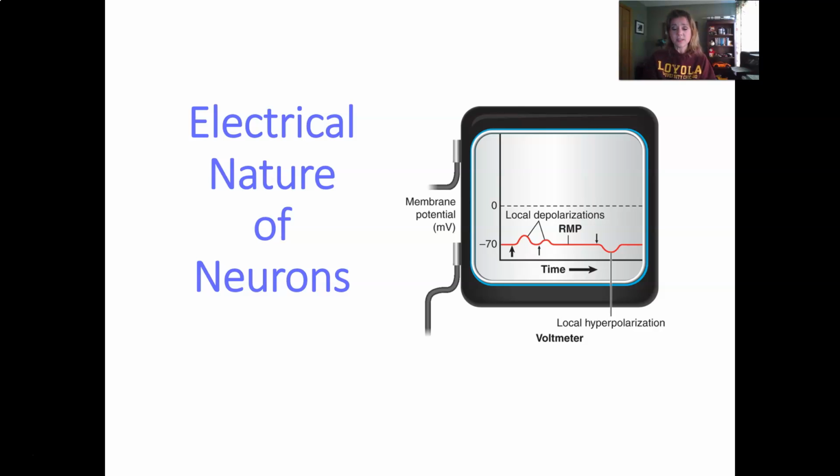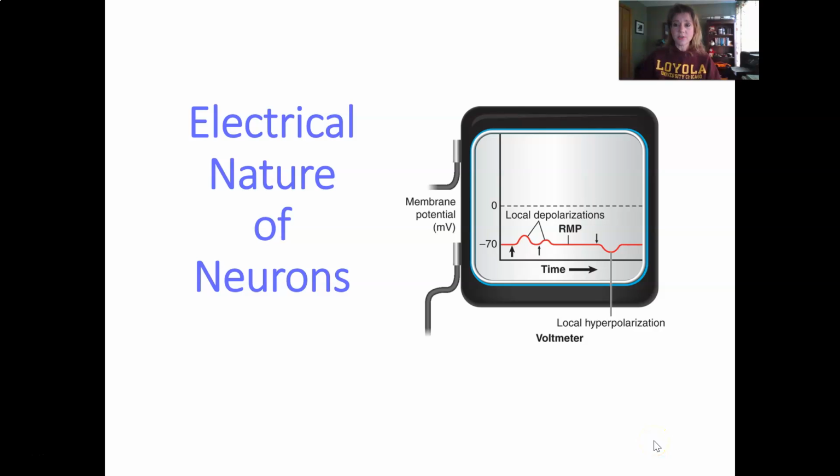So I've broken up this topic into two chunks. Our first chunk is talking about the electrical nature of neurons. What are the characteristics that these cells have that are going to allow them to function within our nervous system? And then the second part is really digging into an action potential, and what does the trace of an action potential actually mean, and what is actually happening at the cellular level to allow all of that to happen. So that's going to be in part two. This is part one. We're going to focus just on the general characteristics of neurons.